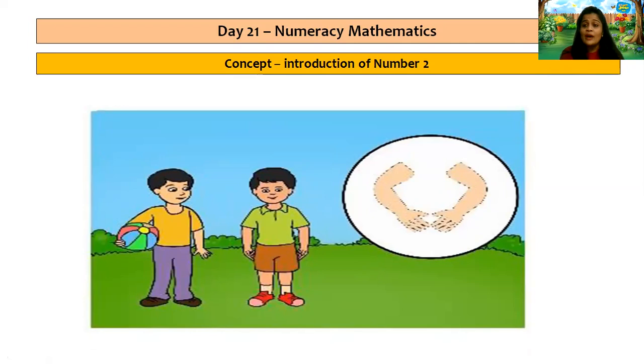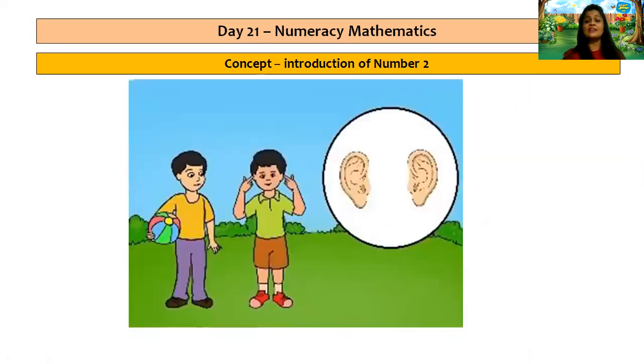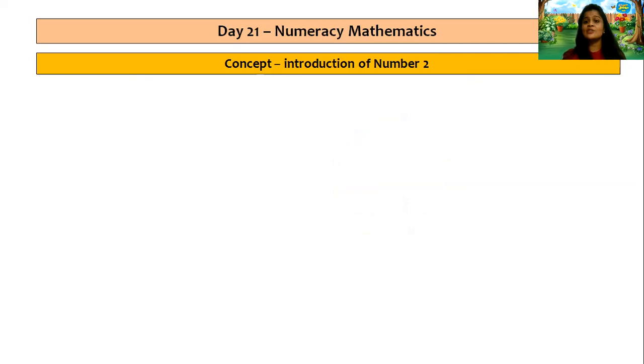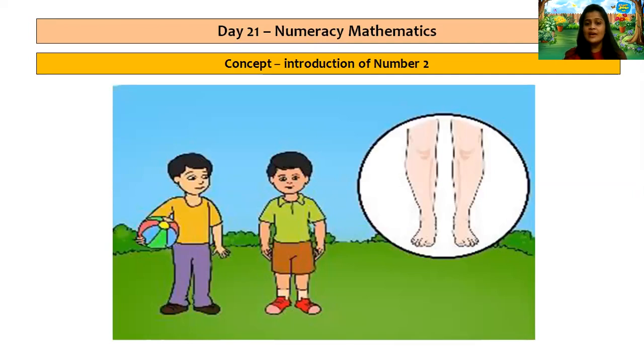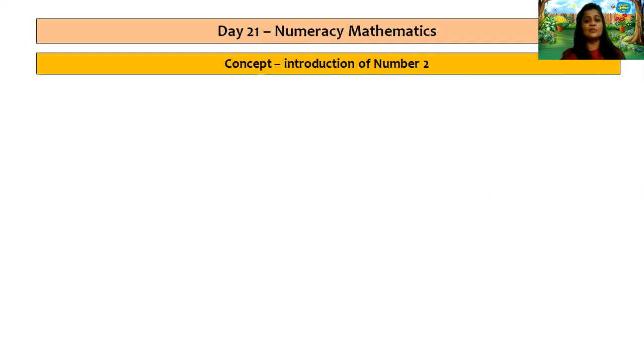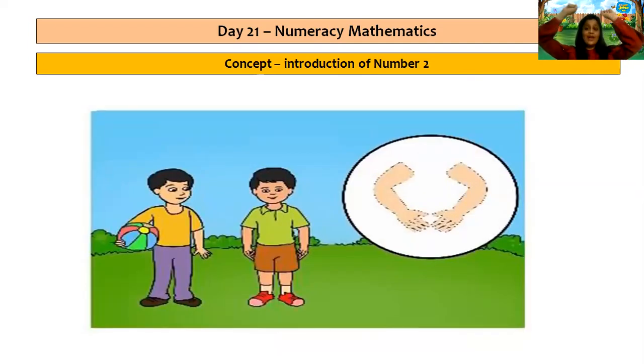They knew their body parts and ran home to tell their mother that they had learned. So how many ears does Raj have? Yes, Raj has 2 ears. And how many eyes does Raj have? Raj has 2 eyes. And how many legs does Raj have? Raj and Sam both have 2 legs. Very good. And both of them have 2 hands too. Superb, children. Well done. Number 2, good.